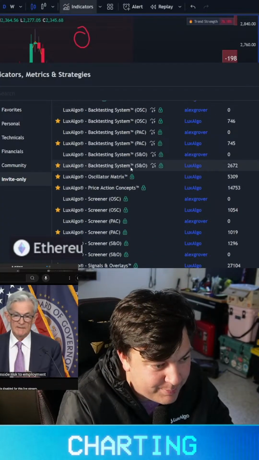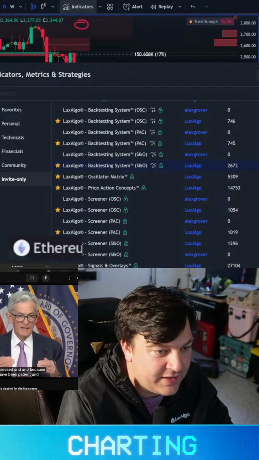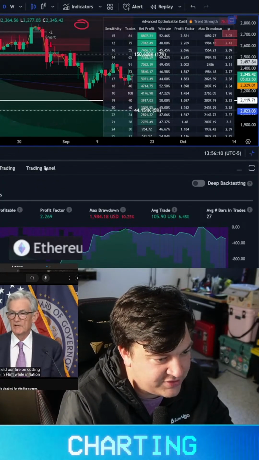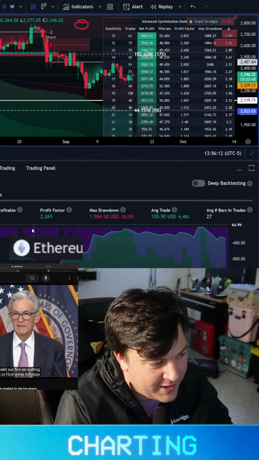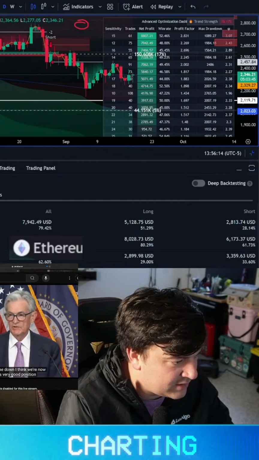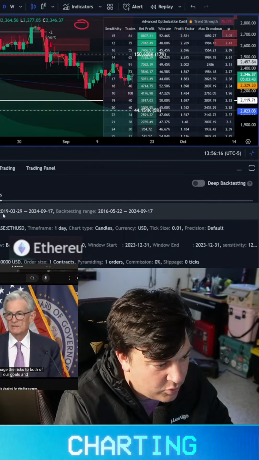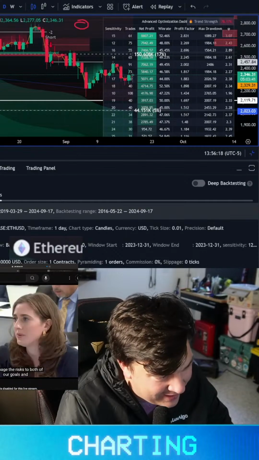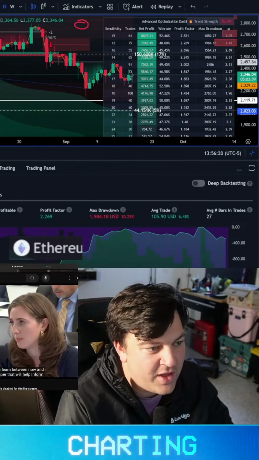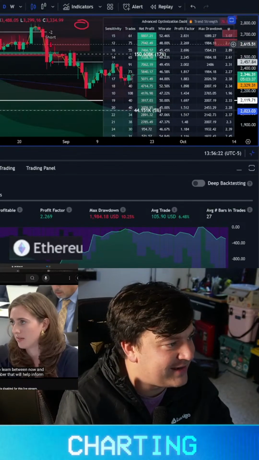I can actually backtest something like that, because we have been patient with the signals and overlays, and held our reversal zones here. While inflation has come down, I think we're now in a very good position to manage risks to both of our goals, right? What do you expect to learn between now and the next meeting in November that will help inform the scale of the cut?